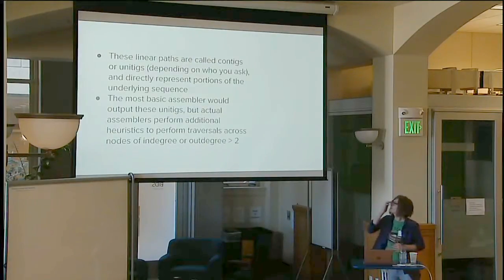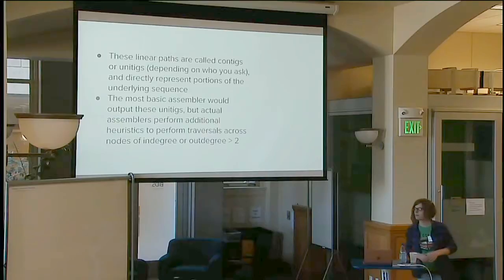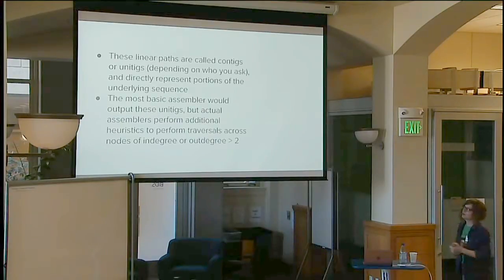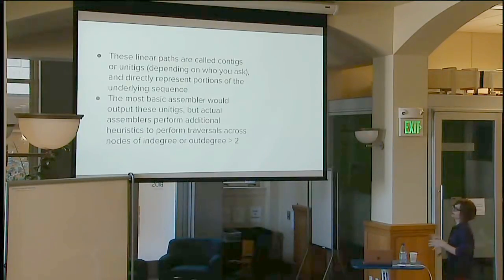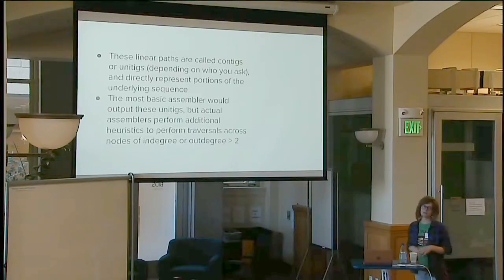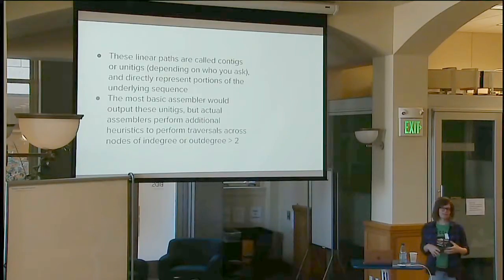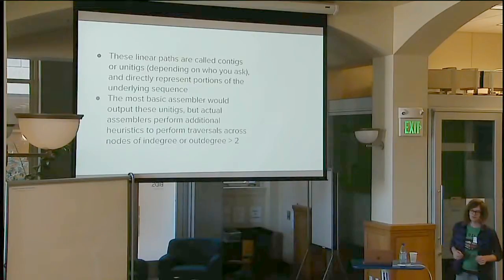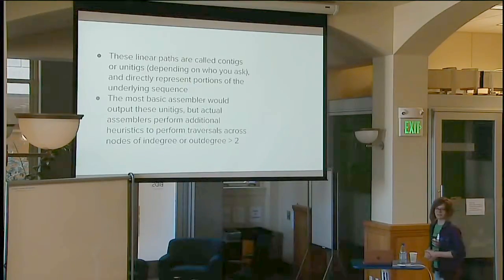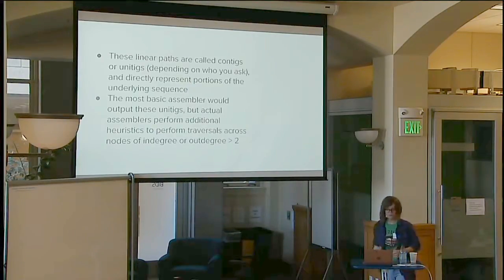So the linear paths can either be called contigs or unitigs, depending on who you ask. I usually call them unitigs because contigs is more generalized. But these directly represent portions of the underlying sequence. So if I wanted a really basic genome assembler, I could just build the De Bruijn graph, cut the tips off, compress the linear paths, and just spit those out. Right? So it wouldn't be a very good assembly because there's going to be all of these branch points, but it would be an assembly.